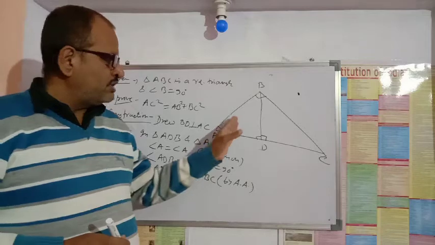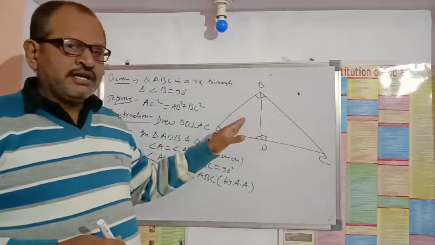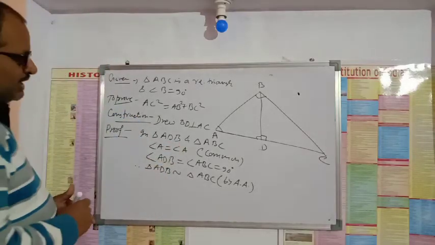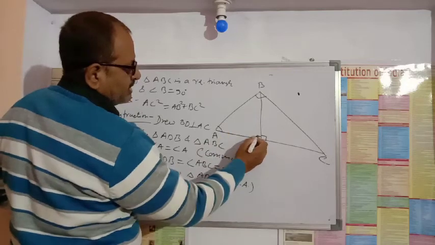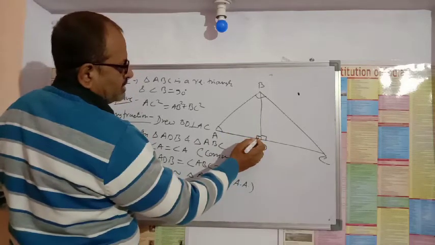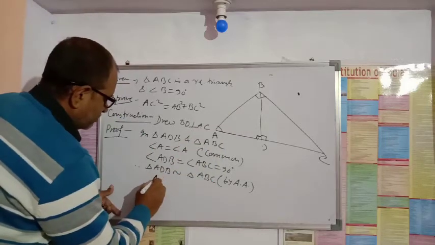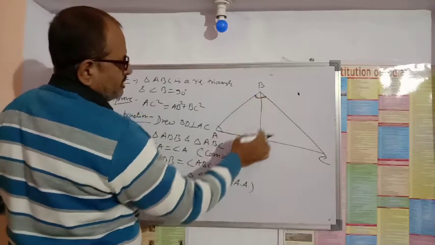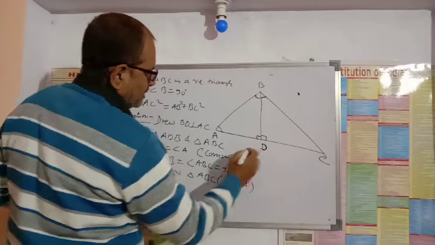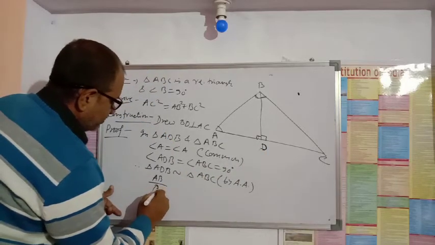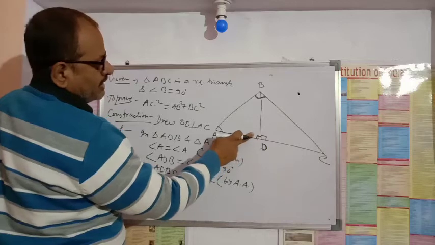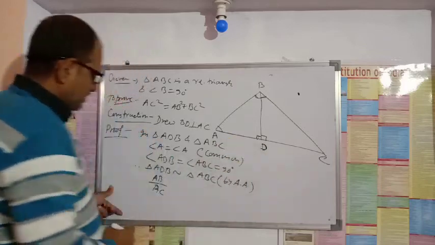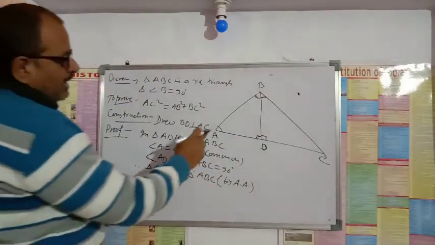I have told you when both triangles are similar, the ratio of their corresponding sides are equal. So write the ratio of the corresponding sides. In the small triangle, this angle is 90 degrees and its opposite side is AB, so we will write AB. In the big triangle, angle B is 90 degrees, so its opposite side is AC. So we will write AB upon AC. Angle A is common in both.